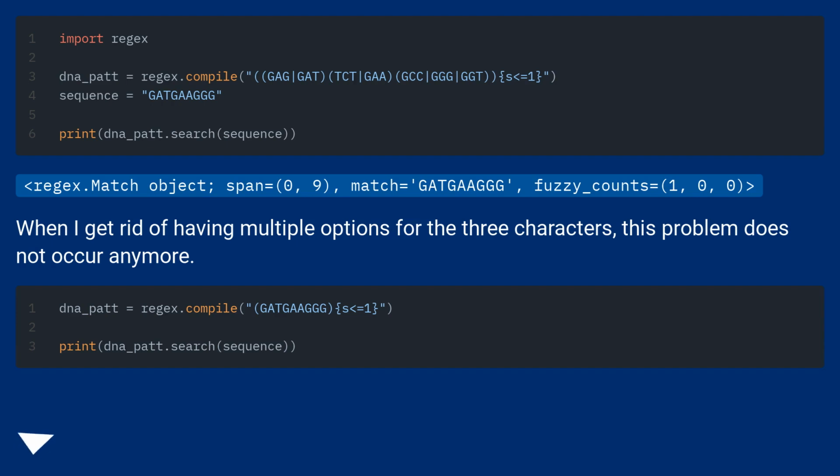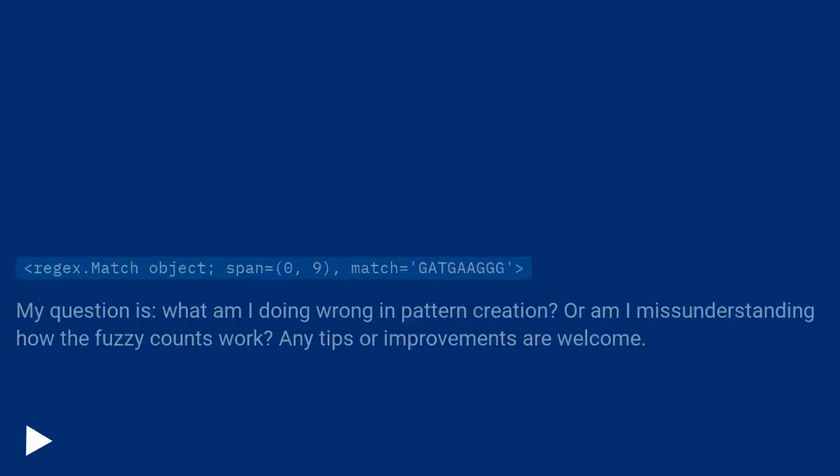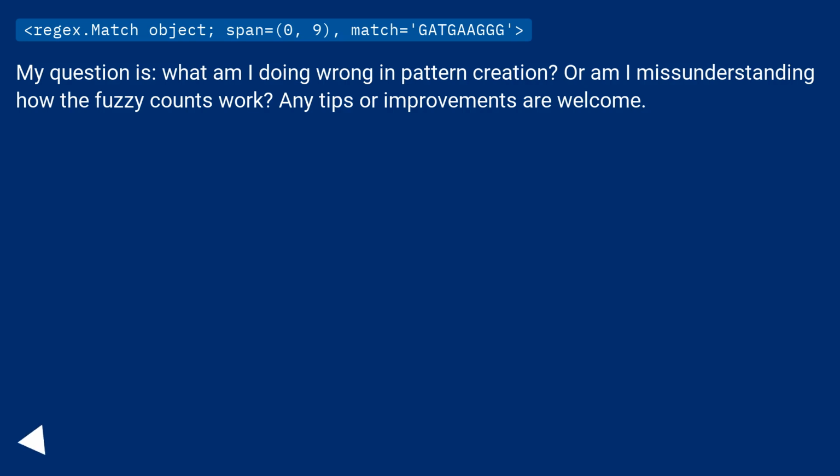When I get rid of having multiple options for the 3 characters, this problem does not occur anymore. regex.matchObject, span equals 0, 9, match equals getGog. My question is, what am I doing wrong in pattern creation? Or am I misunderstanding how the fuzzy counts work? Any tips or improvements are welcome.